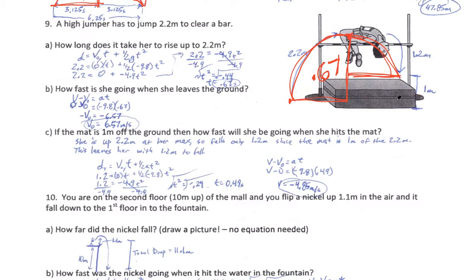Because the mat takes up one of those 2.2 meters, she's left with just falling 1.2 meters onto the mat. All right, for B, how fast is she going when she leaves the ground? Well, in this case, we can't go with the end in mind. We're forced to use the first part.